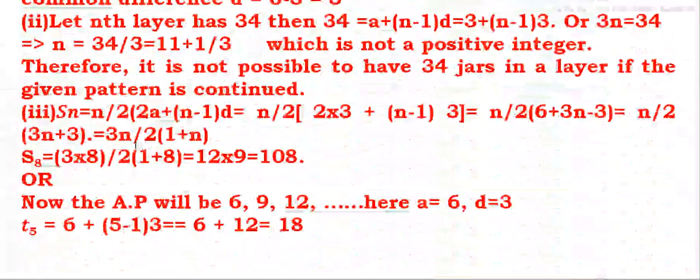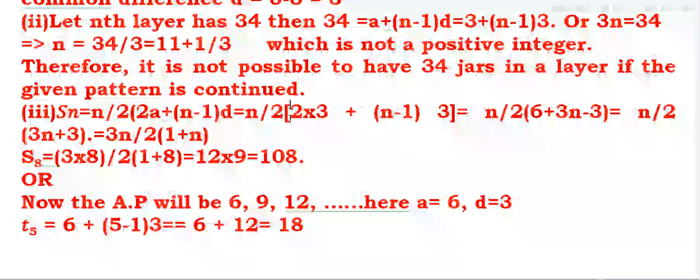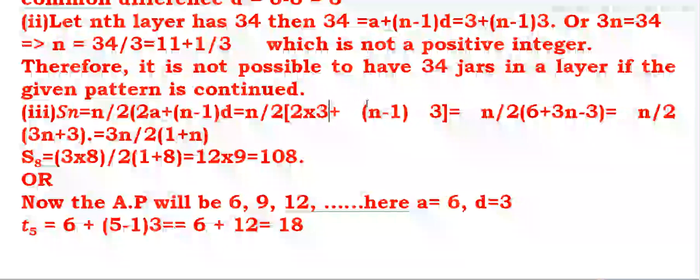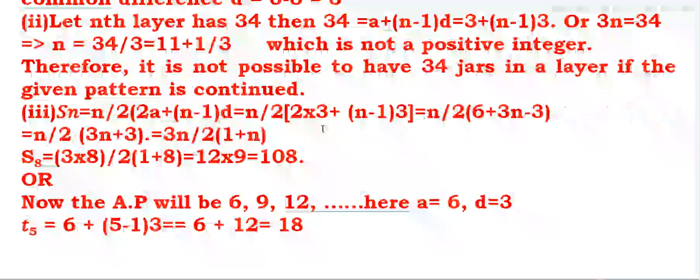Sn is equal to n by 2 into (2a plus (n minus 1) d), and when we calculate it, the formula will be 3n by 2 into (1 plus n). By using this formula, S8 is equal to, putting the value n equal to 8, 3 into 8 by 2, into (1 plus 8), that will be 108.